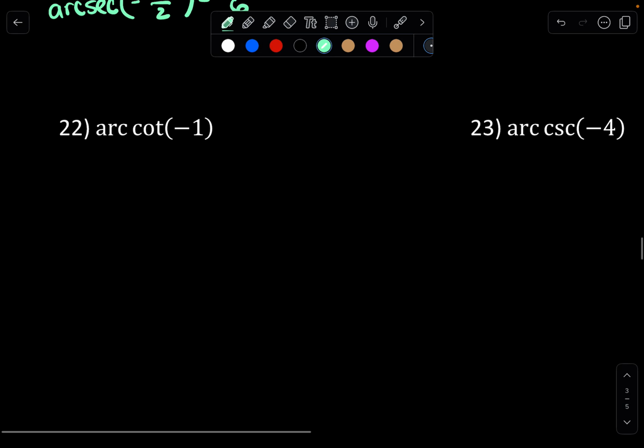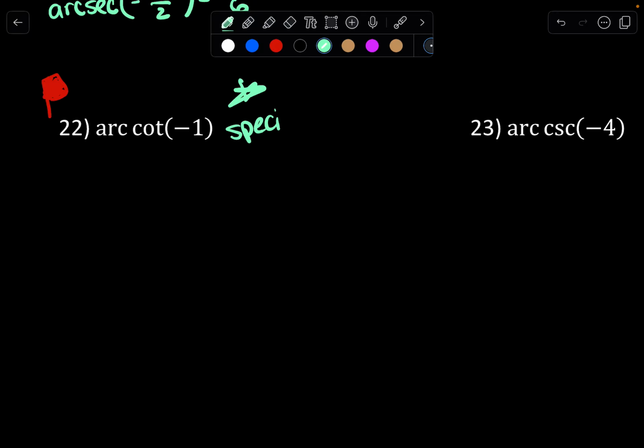All right, so now we have arc cotangent of negative 1. I would put a red flag by this one, literally, or a big star or something. This is a very special case, very unique case, and one that, as much as I talk about it, students typically overlook in a testing situation and sometimes on the AP exam.